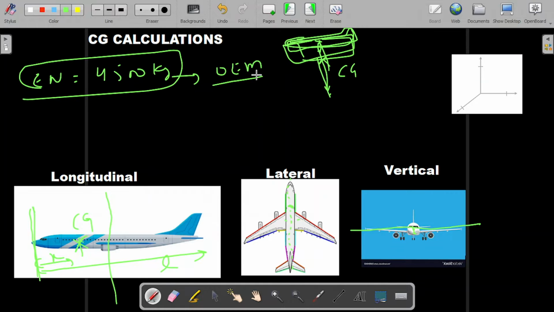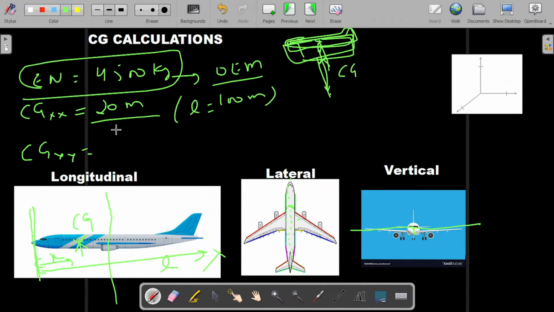of the aircraft. And it is always given longitudinally, the CG in the XX direction, I'll take it as the X direction, then it will be given as, let's say, 20 meters. I'll just take the length of the aircraft as 100 meters, so CG will be 20 meters from the reference point. Similarly CG YY, if this datum is the center line 00, then it could be 2 meters, plus 2 meters, denoting positive to the right.